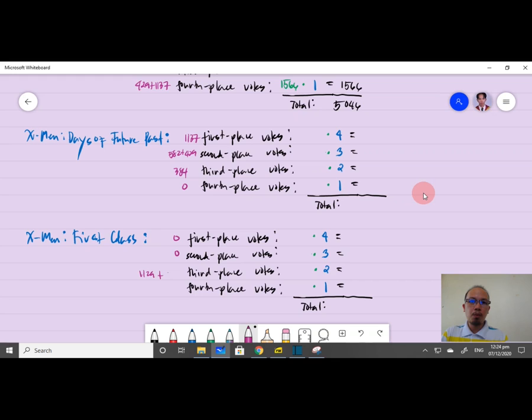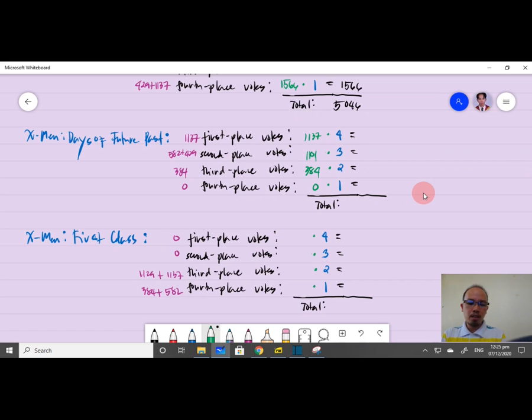1129 plus 1137, and then here we have 384 plus 582. So let's have this green color for uniformity. 1137, 582 plus 429. The answer is 1101, and we have 384 here, and we have 0 here.